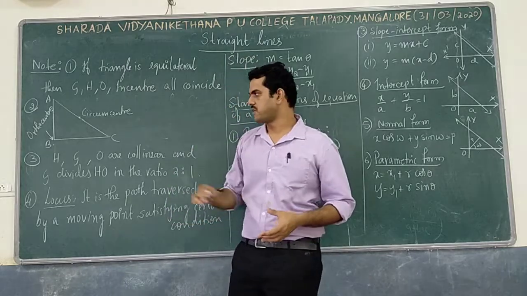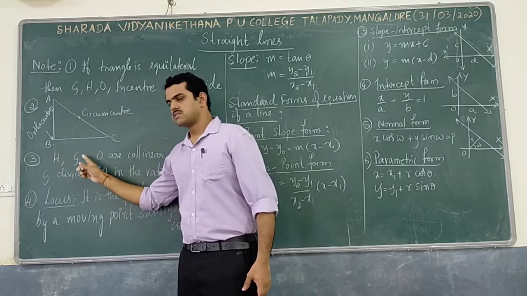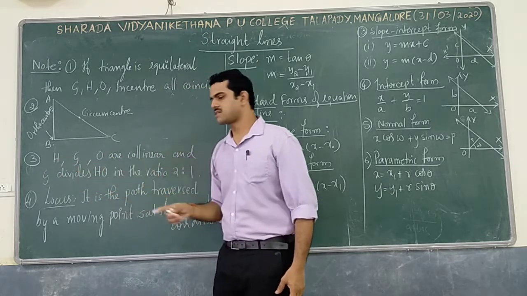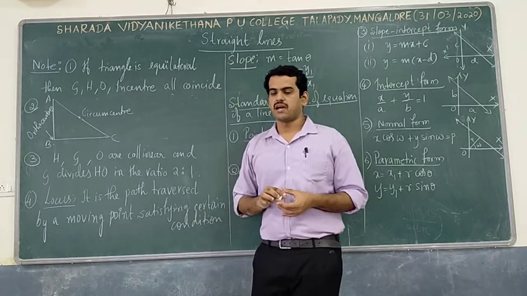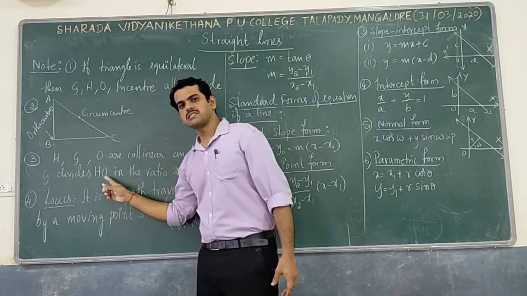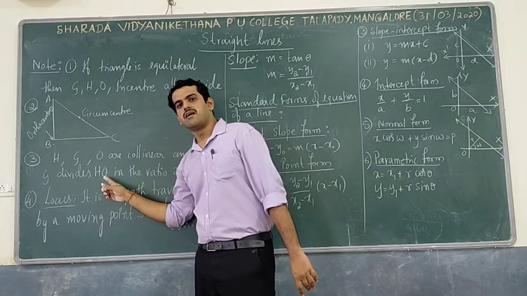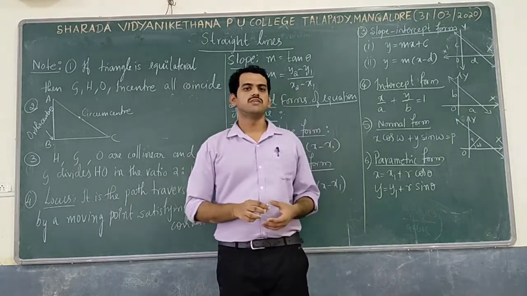And the last point: the orthocenter, centroid and circumcenter are always collinear to each other, and the centroid always divides the line segment joining the orthocenter and the circumcenter in the ratio 2:1.